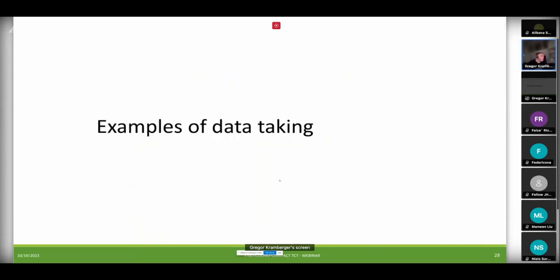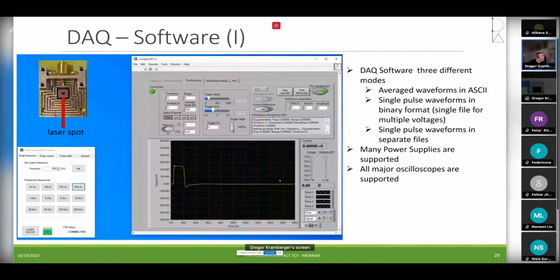Let me show you now some examples of data taking. This is the data acquisition software. It has two parts. One is the control of the laser. The other is the control of the data acquisition, the voltage source, scanning over the voltages. And like I said, in this particular study, we illuminated this part here. Let me just show you, and in between, I can explain a few things.